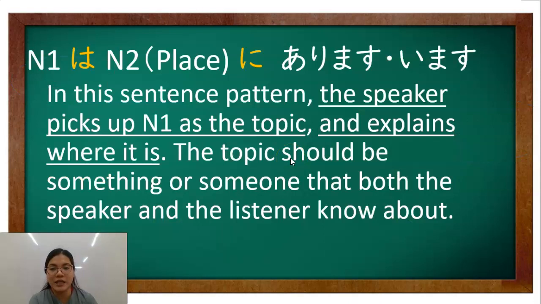Okay, so next sentence pattern is noun 1 wa, noun 2, place ni, arimasu, imasu. But in this sentence pattern, the speaker picks up N1 as the topic and explains where it is, okay? So in this sentence pattern, gagawin natin topic si noun 1. At kung nasaan ito, ilalagyan natin ng particle ni, then arimasu, or either imasu, okay? So the topic should be something or someone that both the speaker and the listener know about. So dapat, yung topic nila ay alam pareho ng listener at ng speaker.